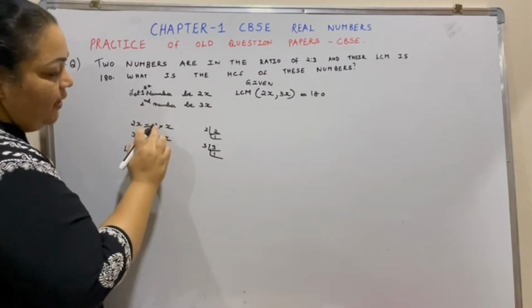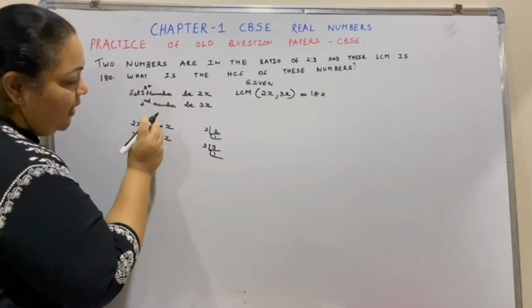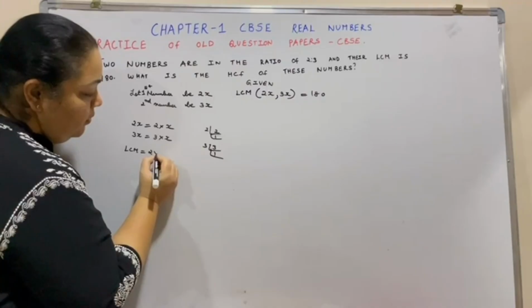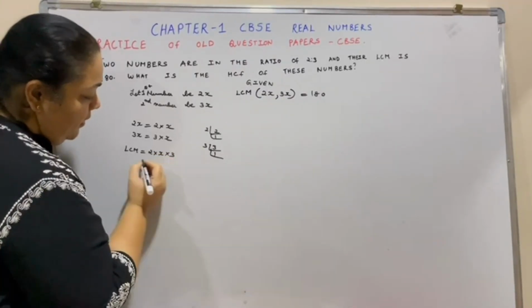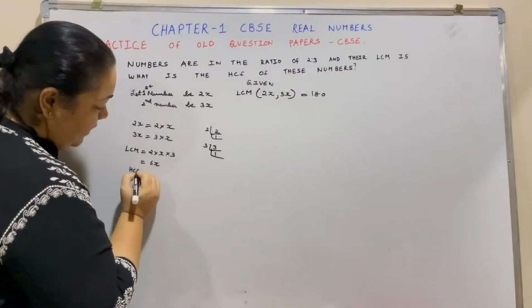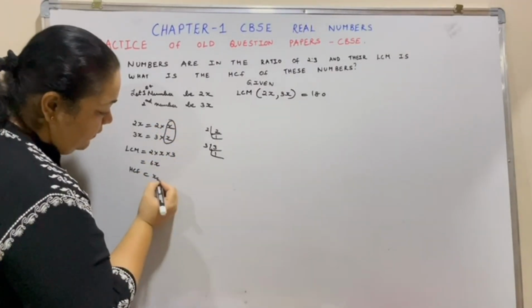For LCM you have to write all the individual numbers. So what all individual numbers are given? Individual species, like 2 is one species, x is one species and 3 is one species. So 2 into x into 3. So LCM will be 6x. Now what is the HCF? HCF is only common. So common is x here. So HCF is equal to x.